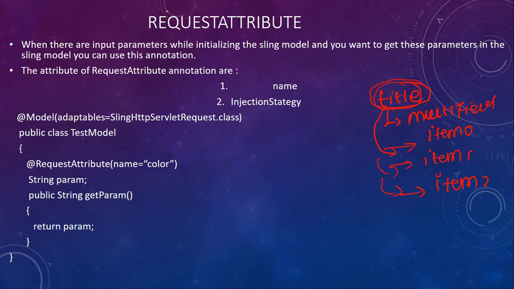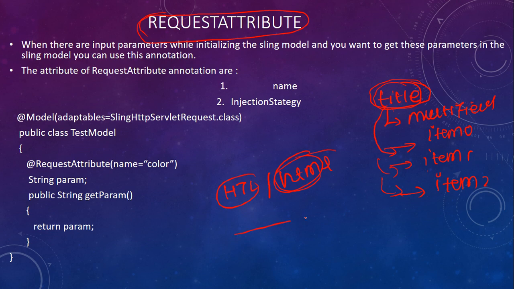Here we have the resource attribute annotations. What is this resource attribute annotation? Consider you have HTL. HTL is nothing but, we can say, embedded in our HTML. It is a part of the HTML only. So inside this HTML you have written some code or some data, and you want to pass this data to your Java code.